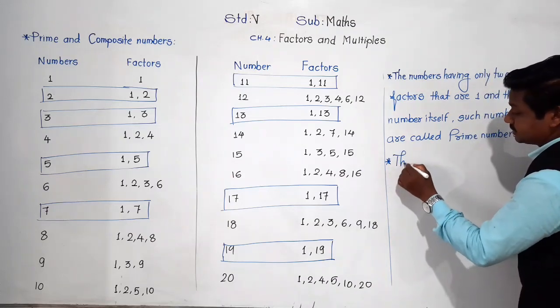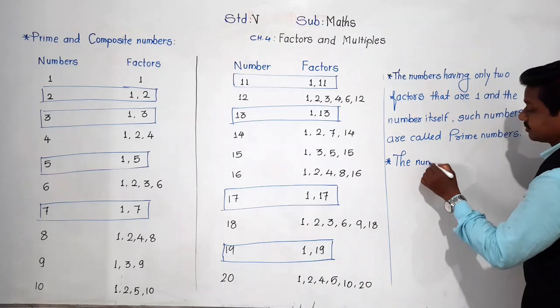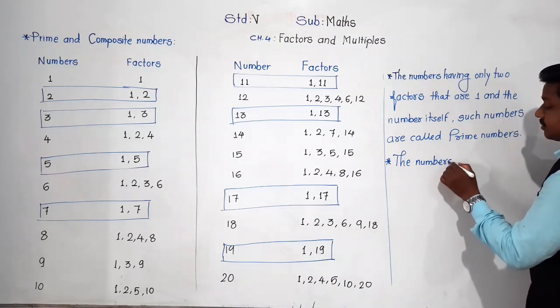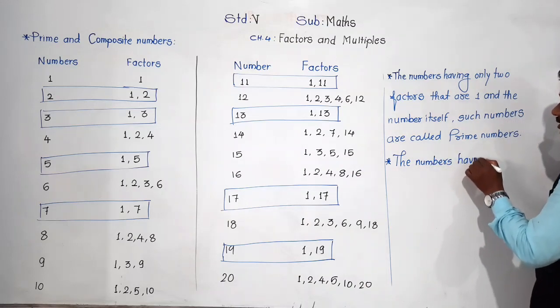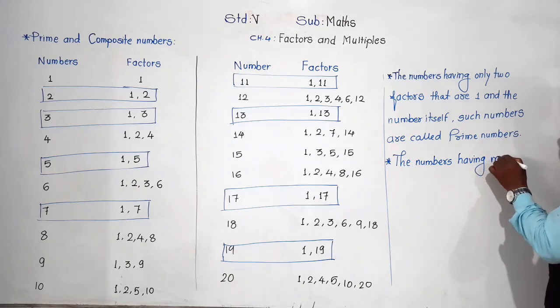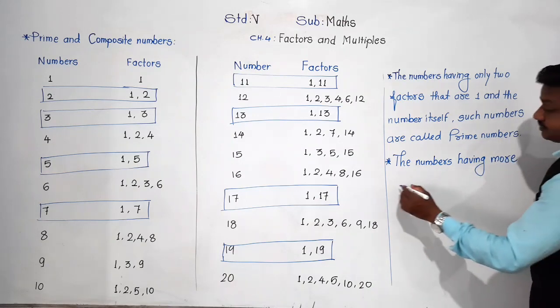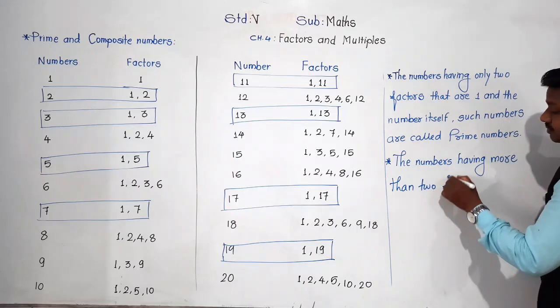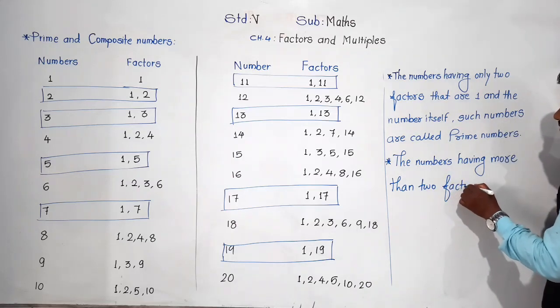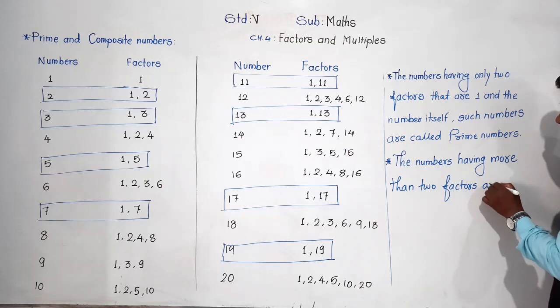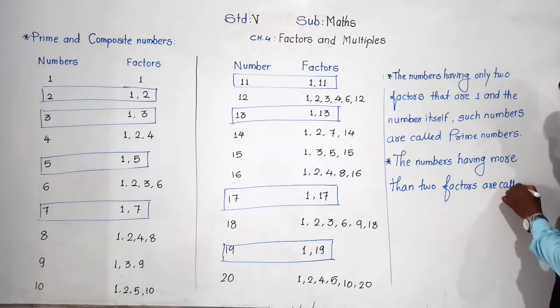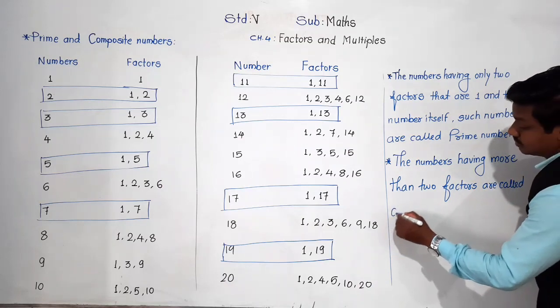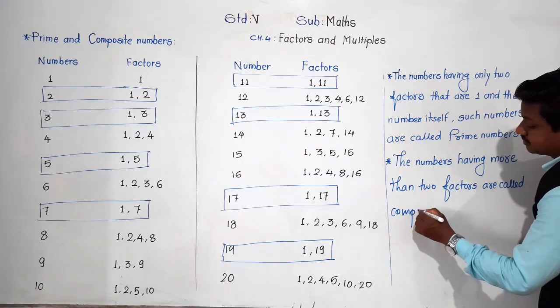The numbers having more than 2 factors are called composite numbers.